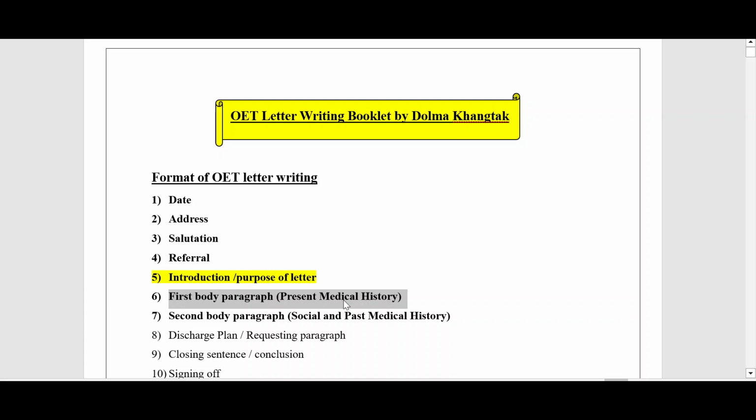Then you can write the first body paragraph, the present medical history, and the front of the sentence should always start with in addition, or additionally, or you can use subsequently, during hospitalization, or today. This kind of word you should use. I have mentioned it in the slide as well, so please make sure to follow that. Now for the second body paragraph, there is only a little thing. In the context of social history, medically or socially, you should use these, and here you should use a different style: additionally, subsequently, consequently, therefore. You cannot write a general sentence like he was admitted. You should use some kind of connecting word to show more formality, and in OET letter writing it is compulsory.